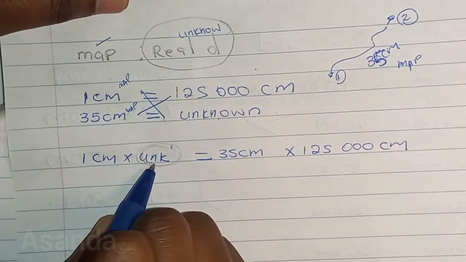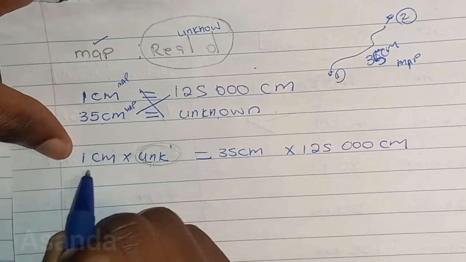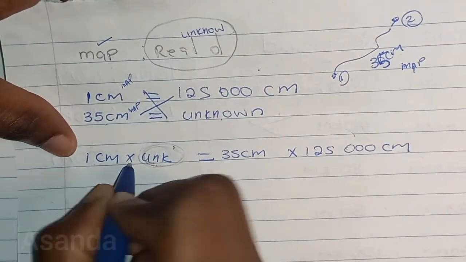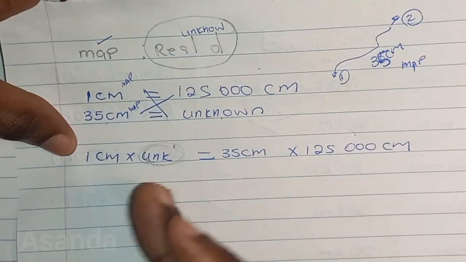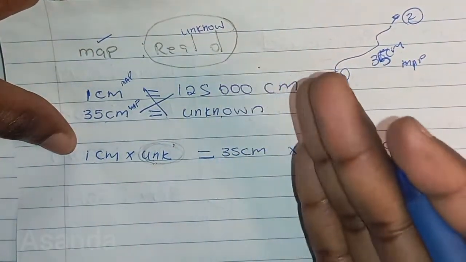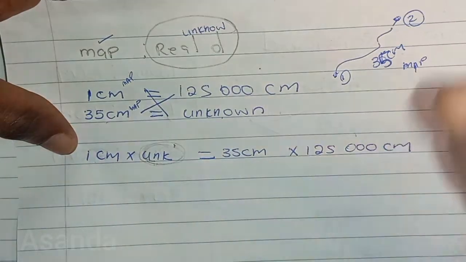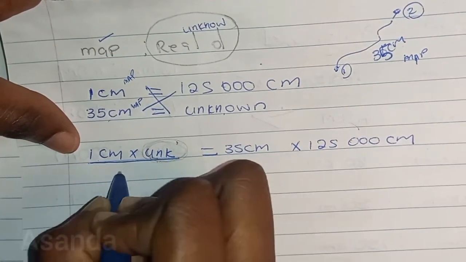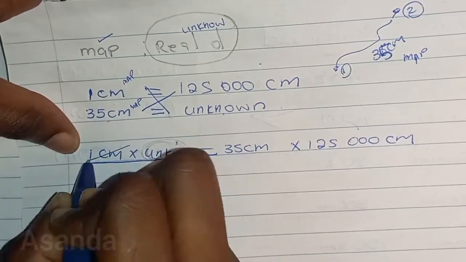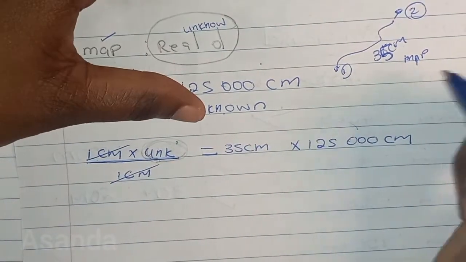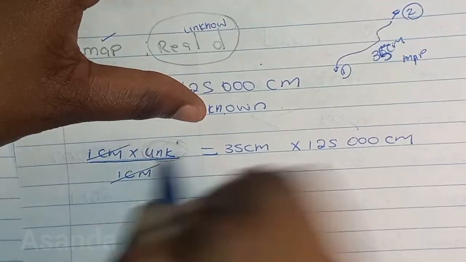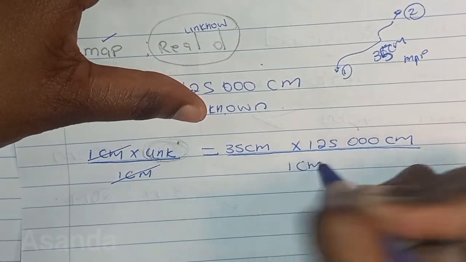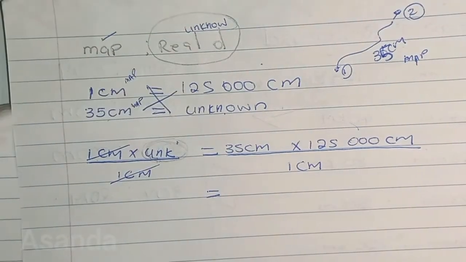So 1 centimeter is multiplying unknown, and therefore I have to do the opposite for it to go to the other side. The opposite of plus is minus. The opposite of minus is plus. The opposite of multiply is divide, and the opposite of divide is multiply. So instead of multiplying now, we must divide by 1 centimeter, and guess what happens to those two? They cancel each other out and they're gone. And whatever I've done here, I divided by 1 centimeter. And then I get my answer through the calculator.